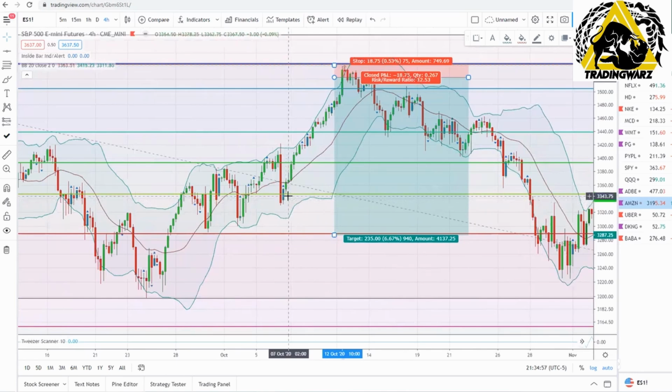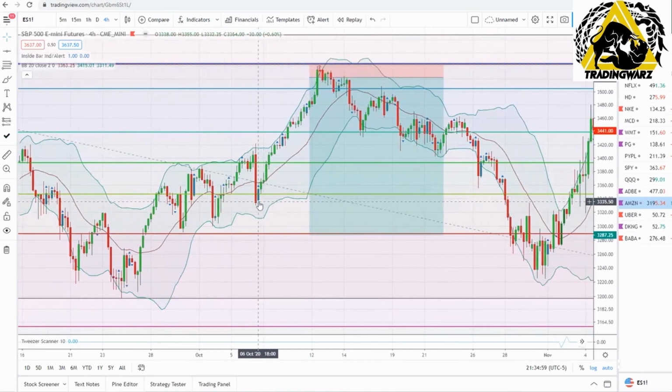So 12.5R, if you're risking $1,000 a trade, that's $12,500. If you're risking $100, that's $1,250. It all depends on your account, but 10 times your money, if you do that maybe 10 times in the year, you're golden. You can lose every other trade after that and still make money.